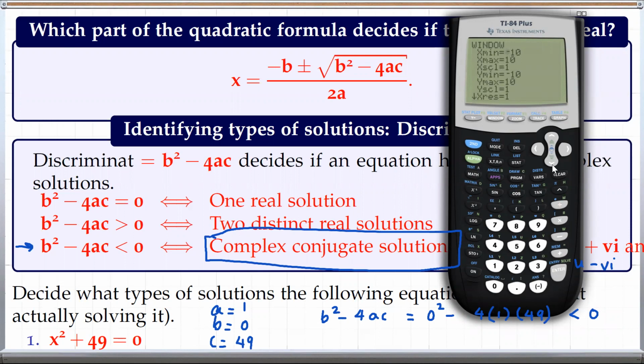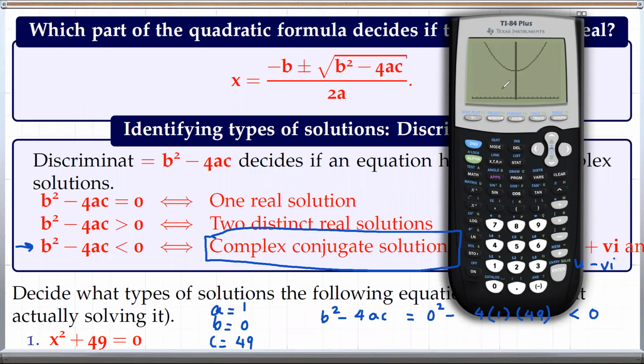Let's go to window. X min and X max are probably fine. Let's go to Y min and Y max. Y min, I'm going to set at like -1, and Y max, let's put that at like 100. Hit enter and again go to graph. So that is the graph of the function x squared plus 49. If you look at the graph, this function doesn't cross the x-axis.